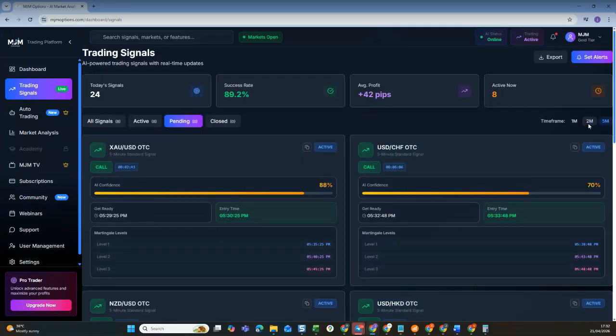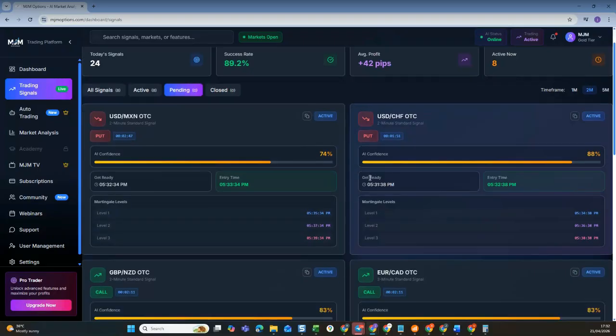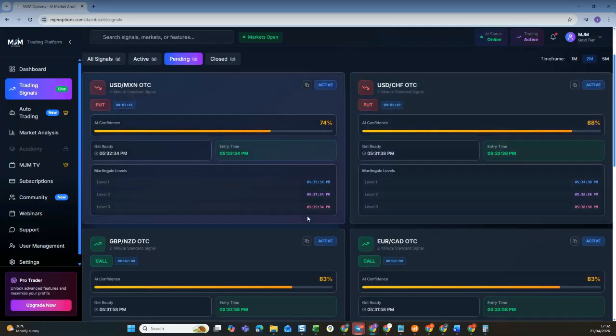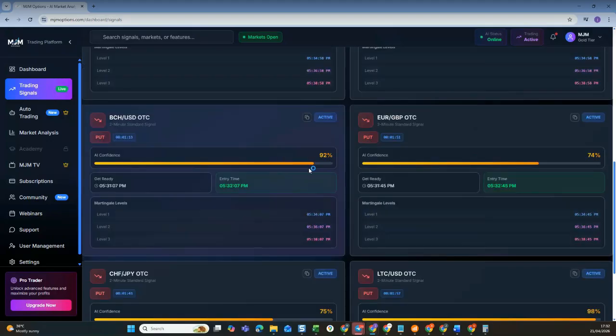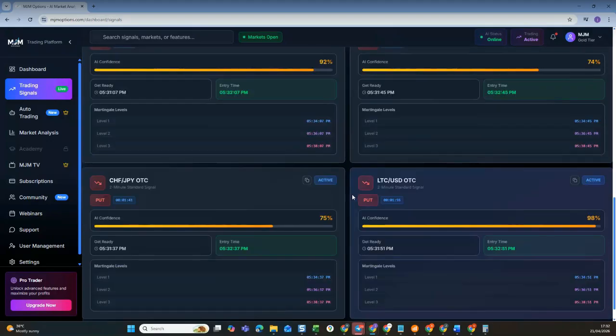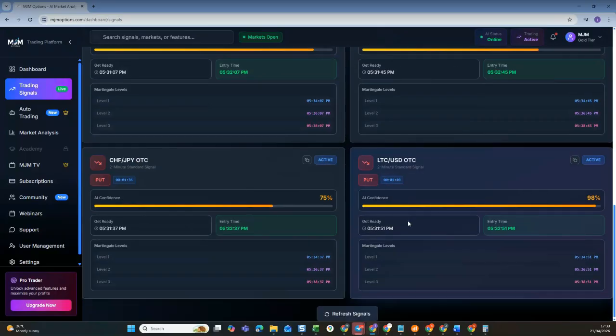Now you go to the 2 minutes time frame. 2 minutes time frame simply means you're trading for 2 minutes. So how do you do that? It's quite simple. Same idea, same concept. You go look for 90% upwards. The moment you find 90%, you look at the timer. If it is above 2 minutes, you take it. If it is below 2 minutes, we don't. So that is how it works.